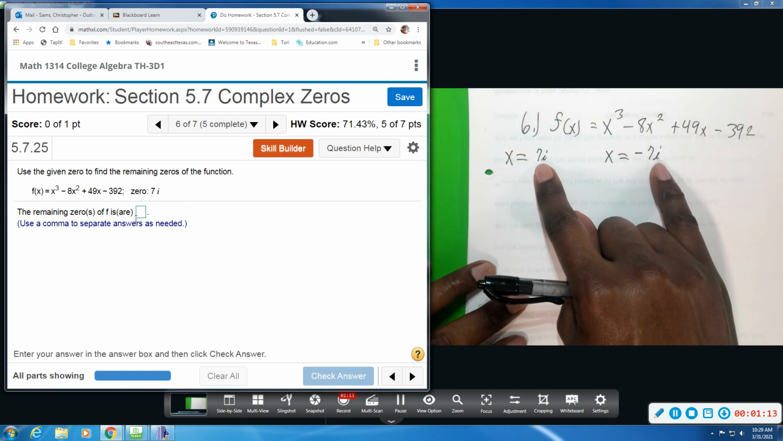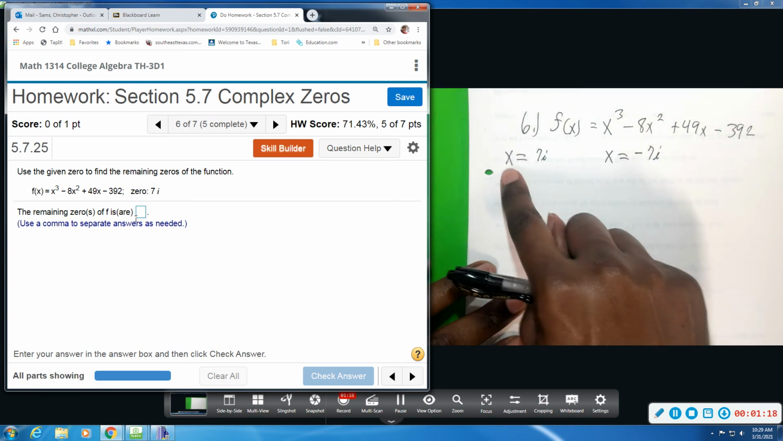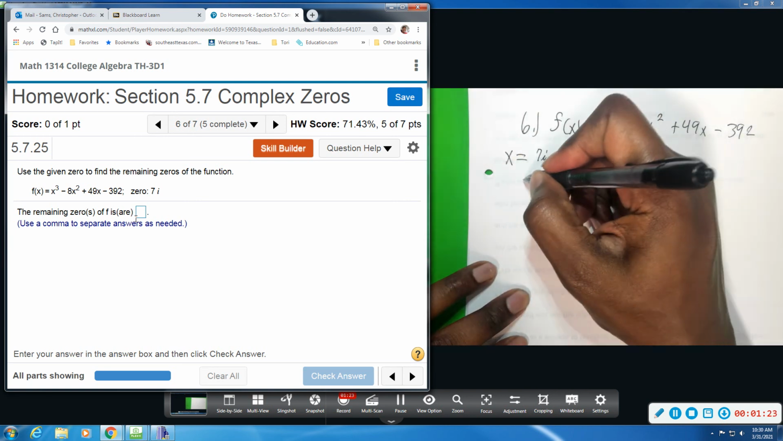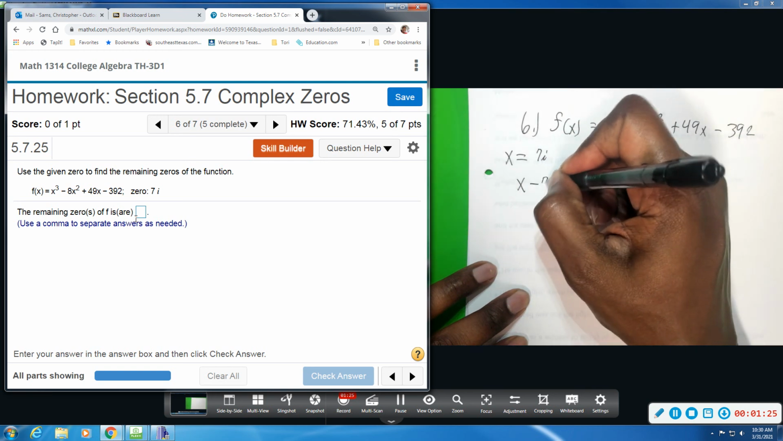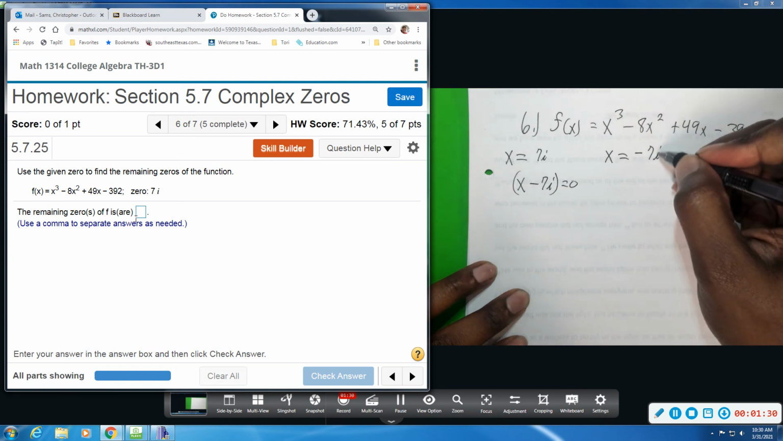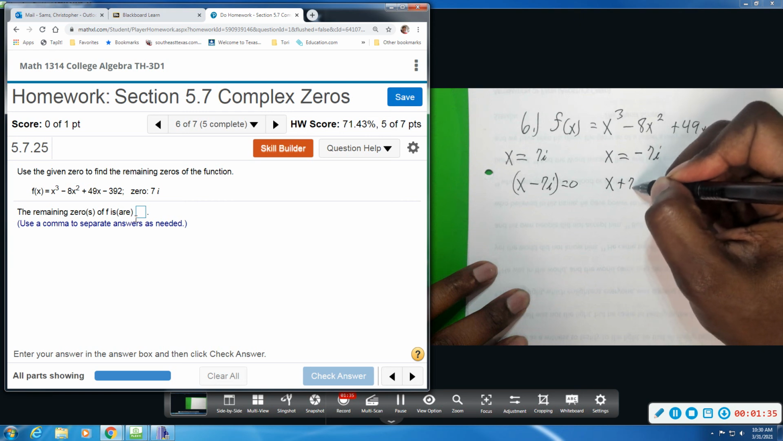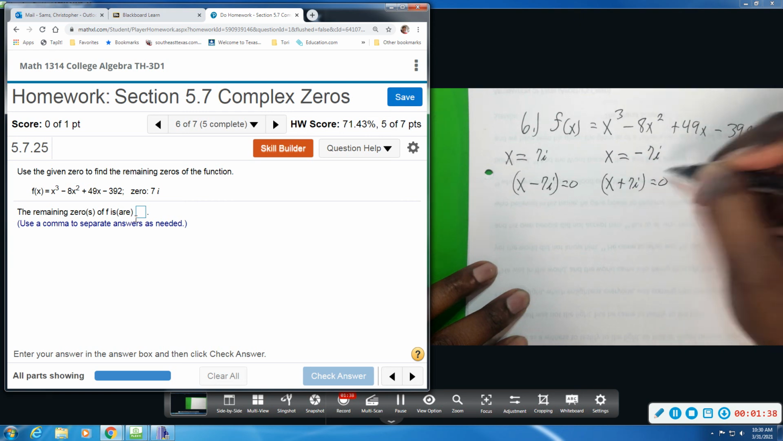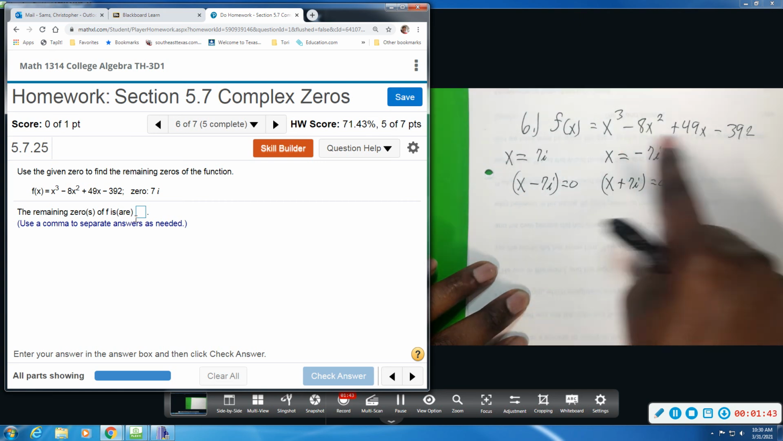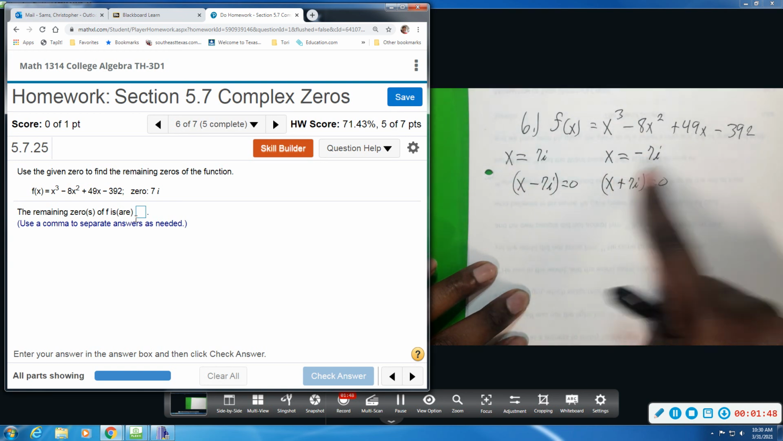Now, the best way, and the only way I really know to solve this, is we're going to find the linear factor. So we're going to set this equal to 0. We're going to subtract 7i. That's going to give us x minus 7i equals 0. And then we're going to add 7i to the other side, so we get x plus 7i equals 0. These two are linear factors. They come from this. We're missing one more because we have a degree 3. So we have 1 here, 2 here, we need one more.